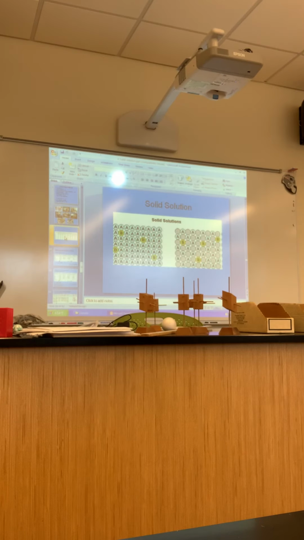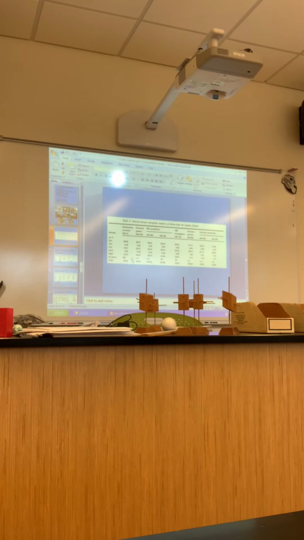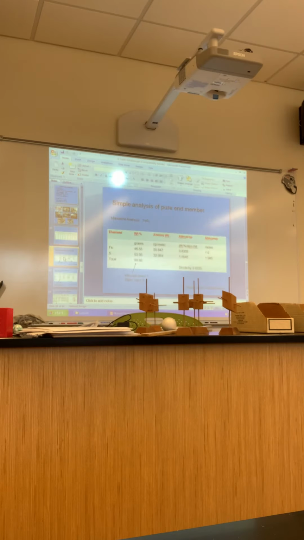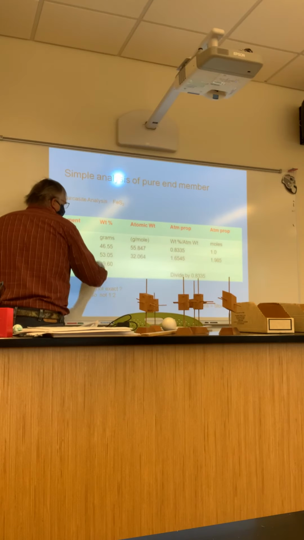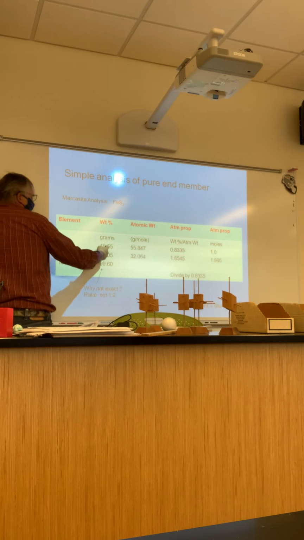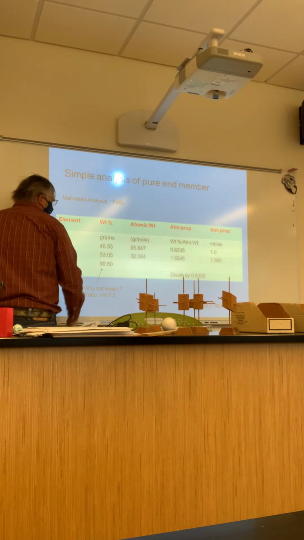Chemical analysis. So remember we talked about what the chemistry looks like when we get it from a lab, and we looked at some different cases. This is where we looked at a really simple end member analysis. So this is what comes back from the lab. It's a sulfide, so we get iron and sulfur compositions.